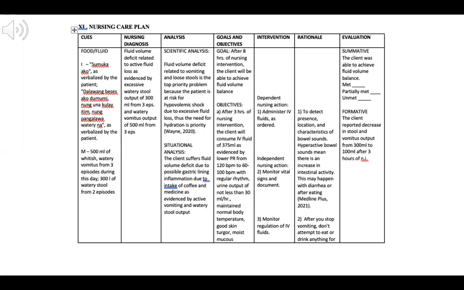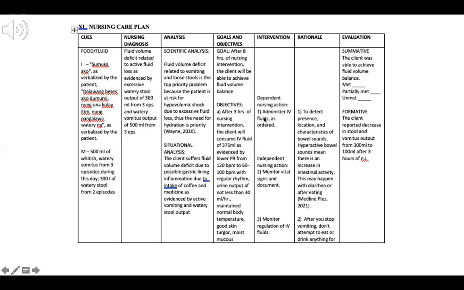So notice the alignment. On the first column, the cues; the second column, the nursing diagnosis, with the diagnostic label, the etiology, and then the defining characteristics, the signs and symptoms; then the scientific and situational analysis, followed by the goals and objectives. So I mentioned alignment a while ago. Notice that the intervention and the rationale, as well as the evaluation, are aligned together.